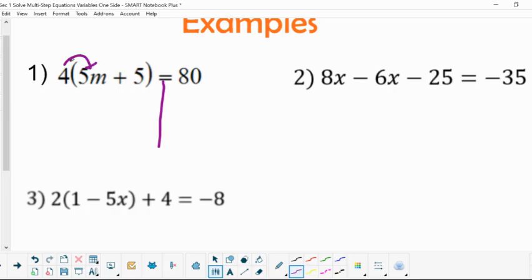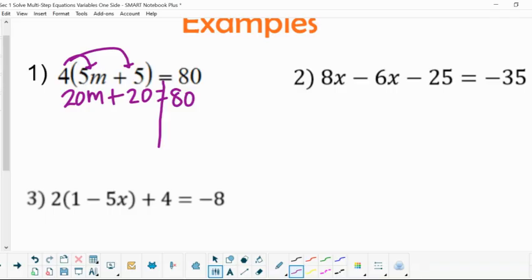So let's do that. Let's multiply that in. Everybody help me out. What's 4 times 5m? Good. How about 4 times 5? 20. Okay, good. That's done. Now we've got to look for like terms. Let's look on the left. Are these guys like terms? Do they have the same variable? No. And then I don't have anything over here, so I'm ready to move on.